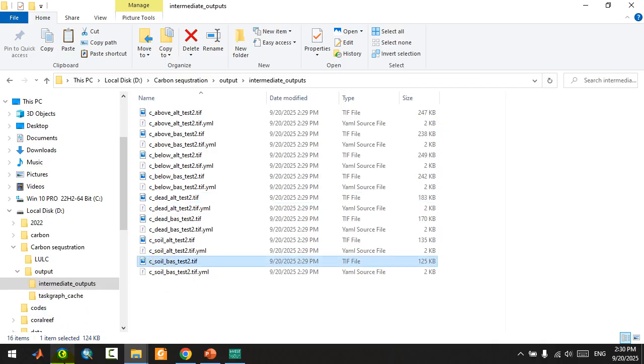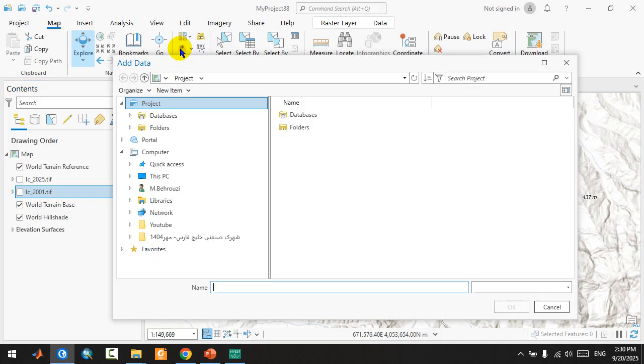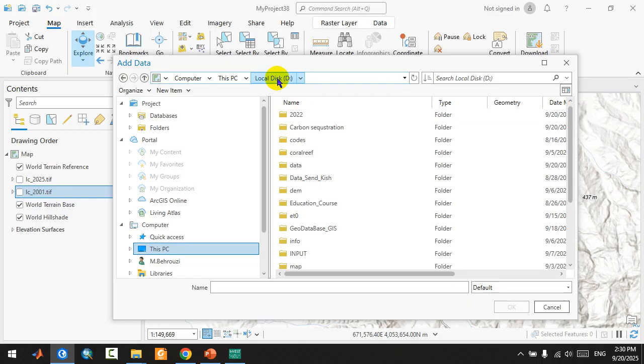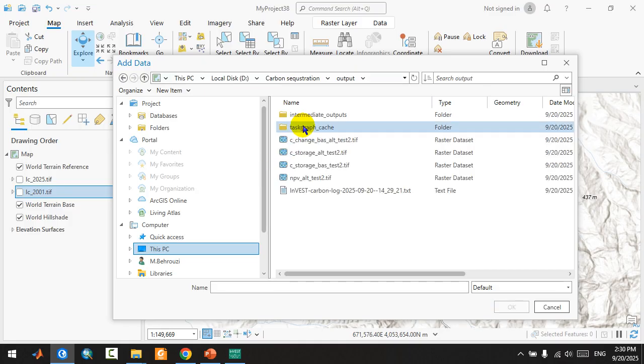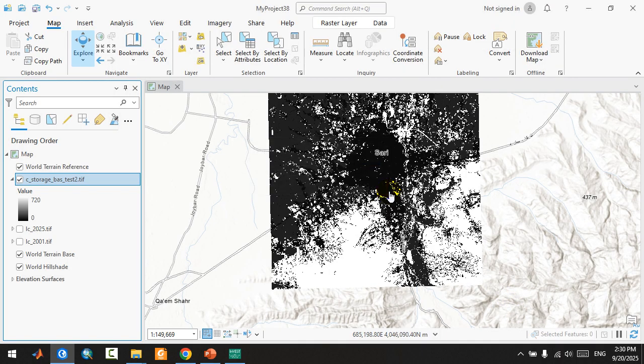Okay, in ArcGIS we add data, the output of the InVEST model. Okay, ready, carbon sequestration, right click, refresh, output. Okay, and this is all carbon storage in the baseline year. Okay, all carbon sequestration.